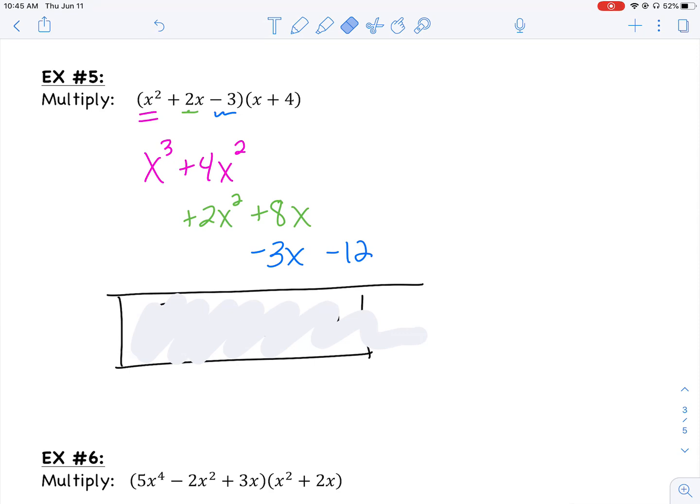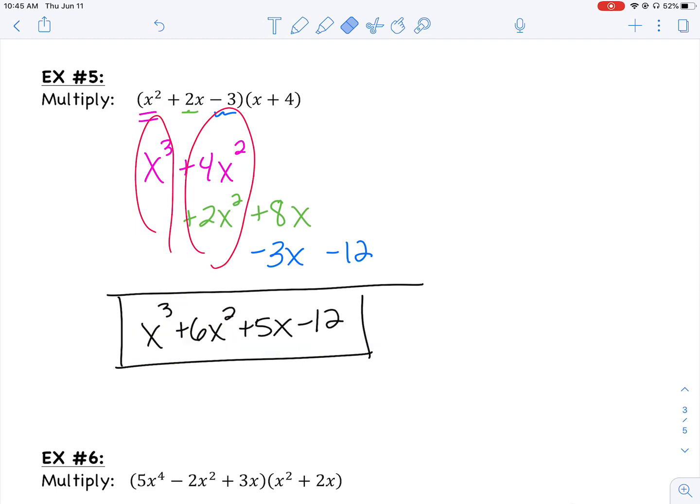And do you see how I've kind of organized myself in columns with like terms? Now I can simply combine my like terms by looking at the different columns. I have an x cubed all by itself. I have a 4x squared and a 2x squared. Remember, when I add, I do nothing with the exponents. I just combine like terms. That gives me a 6x squared. I have an 8x minus 3x, that's a 5x, and then I have my -12 in the back. So there's my final answer with all my like terms combined.